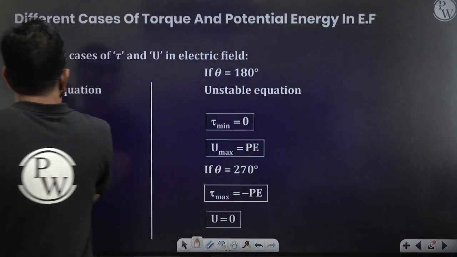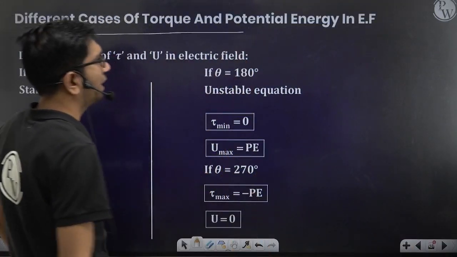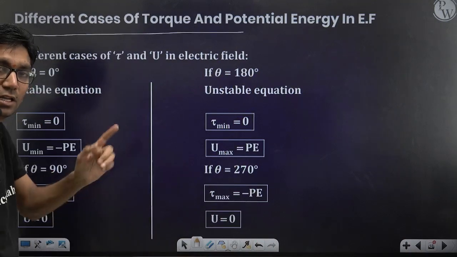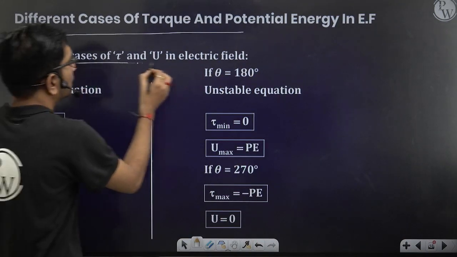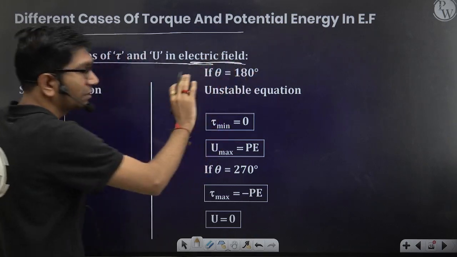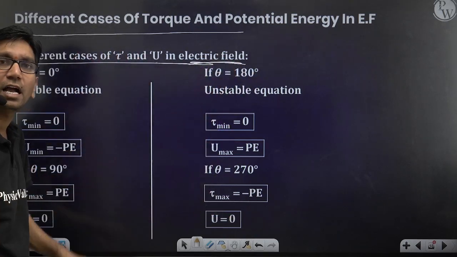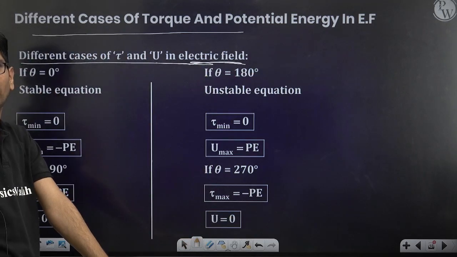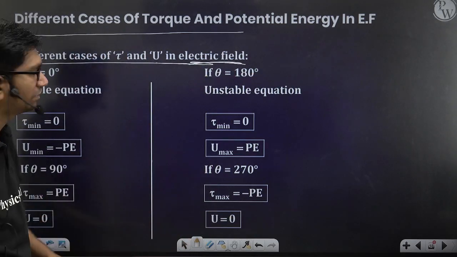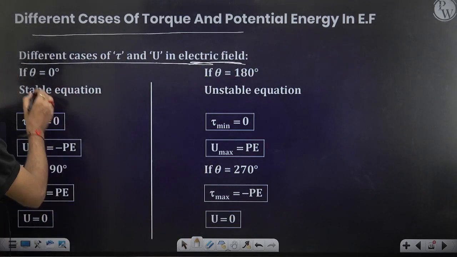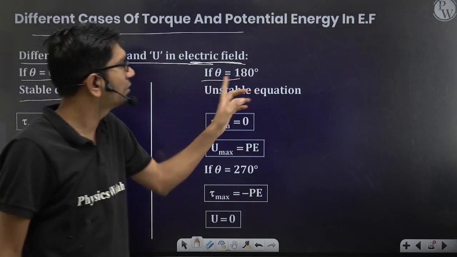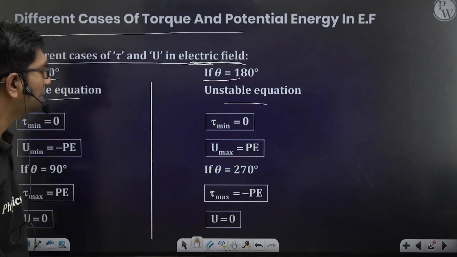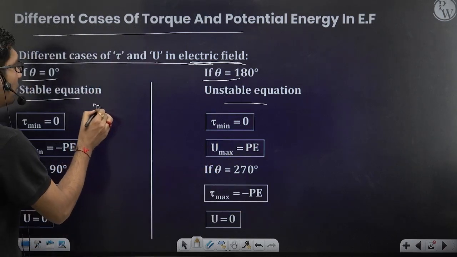Okay. So different cases of torque and potential energy in electric field. This is in case of electric field. In the next slide, I will show you the magnetic field. This is for electric field. If theta equal to 0 degrees, we call it stable equilibrium. If theta equal to 180 degrees, we call it unstable equilibrium.